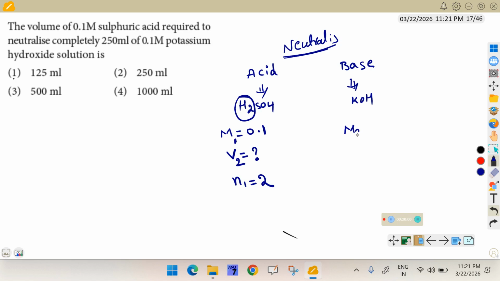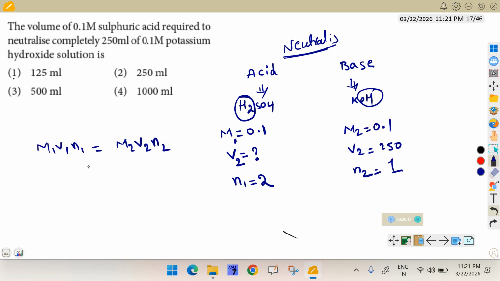M2 value is given as 0.1. V2 value is given as 250. And N2, the number of replaceable OH, is only 1. Then M1 V1 N1 is equal to M2 V2 N2. 0.1 into x into 2 is equal to 0.1 into 250 into 1. Simplify. 0.1 and 0.1 cancel. X is equal to 250 by 2, that is equal to 125 ml.